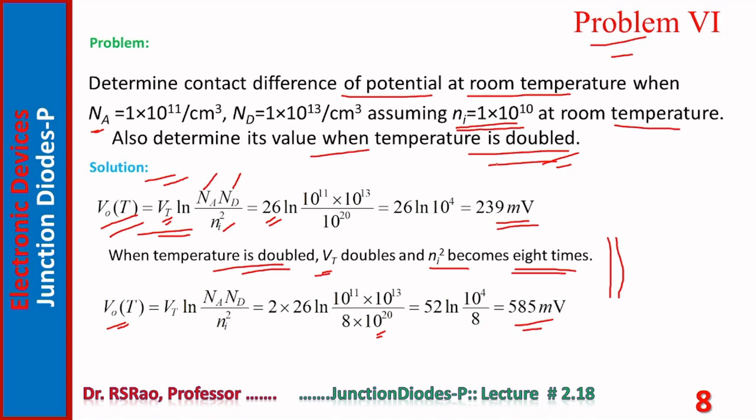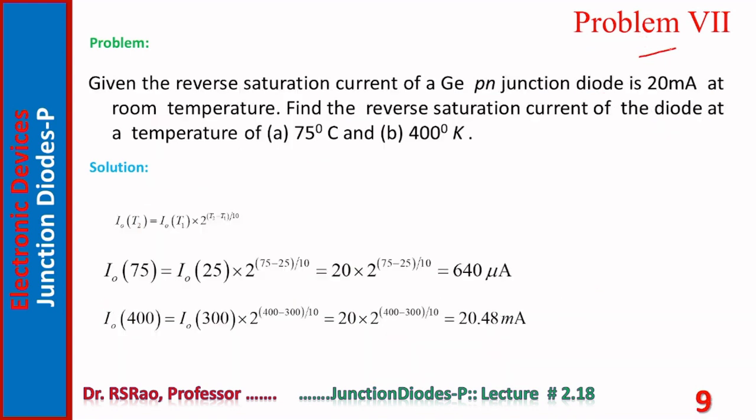That aspect is ignored in calculating contact difference of potential in this problem. Another problem: given the reverse saturation current of a germanium PN junction diode is 20 milliamperes at room temperature, find the reverse saturation current of the diode at a temperature of 75 degrees, 400 degrees Kelvin. This problem is set around the point that reverse saturation current doubles for every 10 degree rise in temperature.